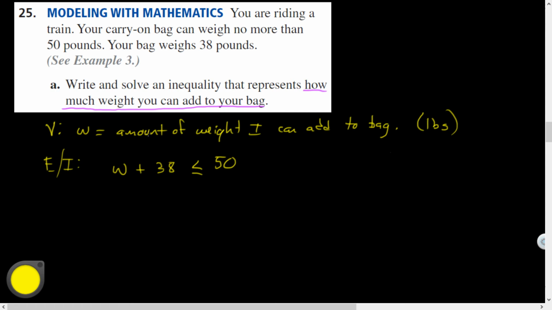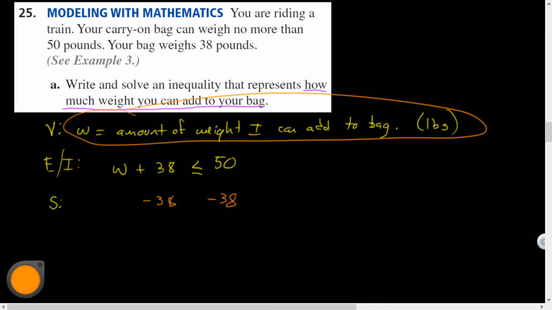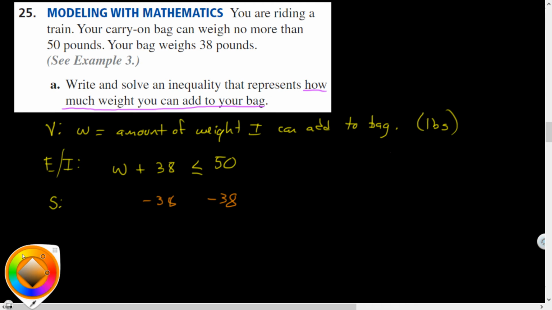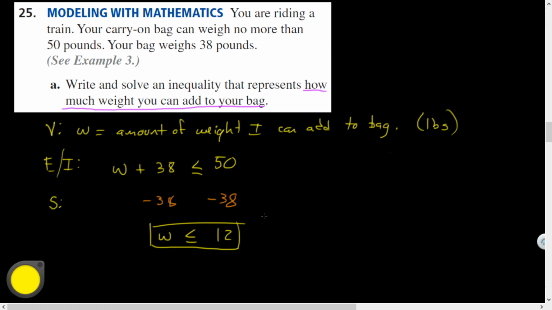And then it says solve it. Solve this inequality. So to solve this, I would subtract 38 from both sides, right? Inverse operation of addition. And notice the benefit of isolating my variable is it will then answer the question: how much weight I can add to my bag, which is what I want to know, right? So W is less than or equal to 50 minus 38. Let's see, 50 minus 30 would be 20. Minus another 8 is 12. Okay. So W is less than or equal to 12.